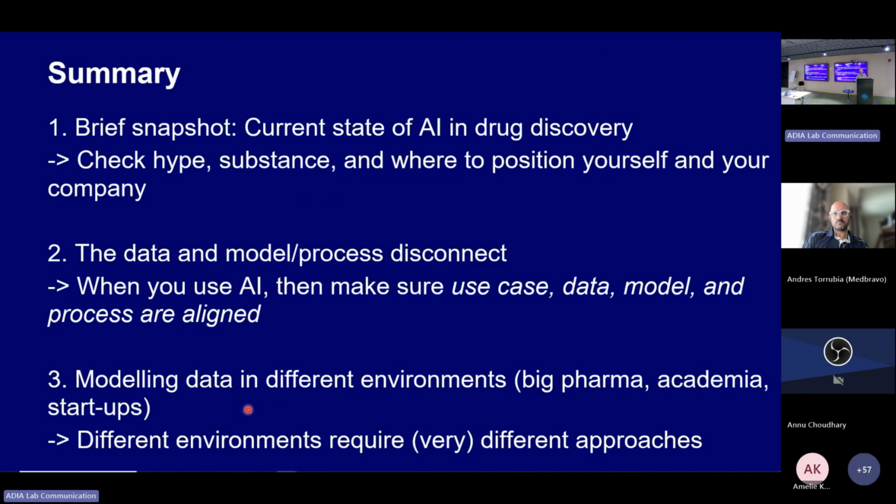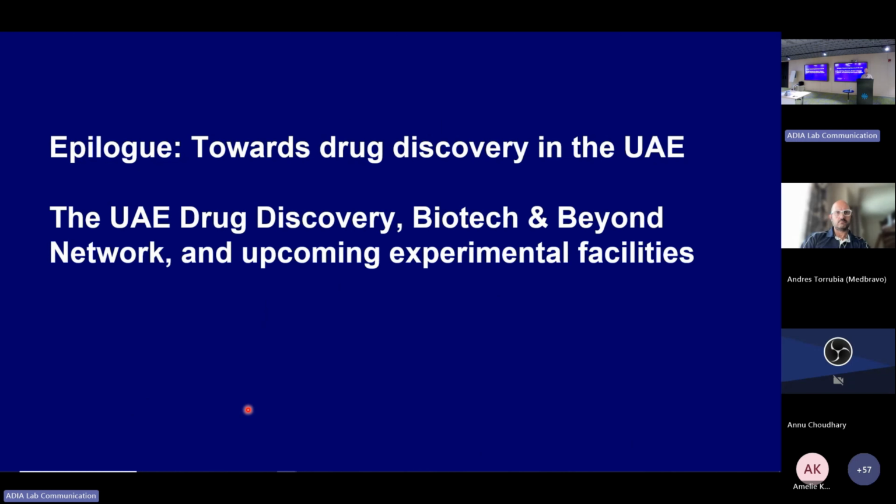So to summarize, so current state of AI and drug discovery: check hype and substance and where to position yourself there. Data and model process disconnect. So if you build a model, make sure it's the right data for the right purpose, and that's aligned with the process. And different environments, big pharma, academia, startups require very different approaches.